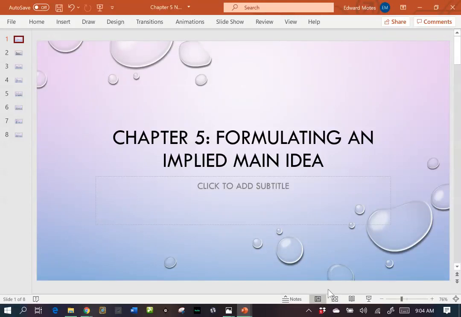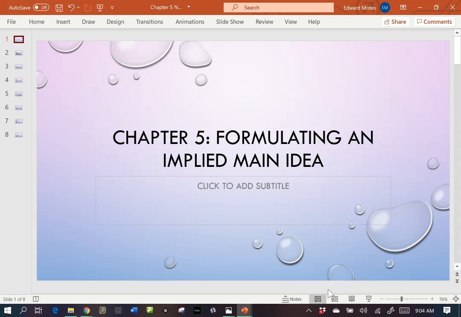Hi, everyone. Let's get into Chapter 5, Formulating an Implied Main Idea. Now, remember, in Chapter 3, they gave us 4 clues to figure out what the topic of a paragraph is. And then in Chapter 4, they talked about 3 areas of a paragraph where you could look for a stated main idea, meaning a sentence you actually picked out of the paragraph that included your topic plus the author's main point about that topic.